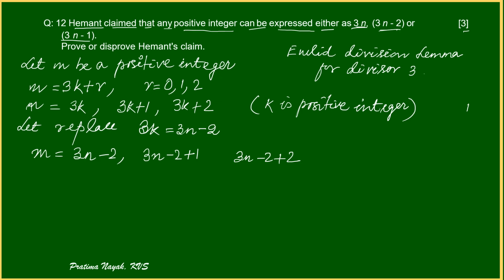So ultimately you are getting m is equal to 3n minus 2, m is equal to 3n minus 1, and 3n. Oh sorry, the first one is 3n minus 2, very sorry, then 3n minus 1 and 3n. So m can be represented in this form, where n is an integer.